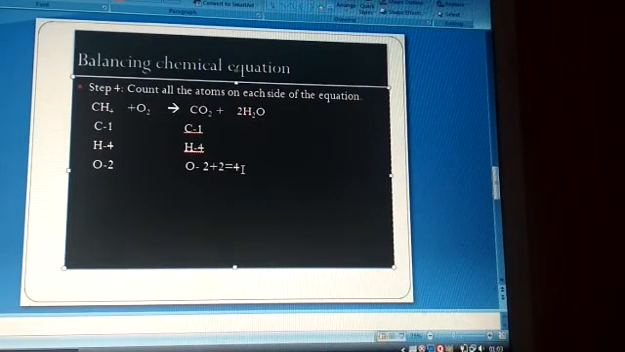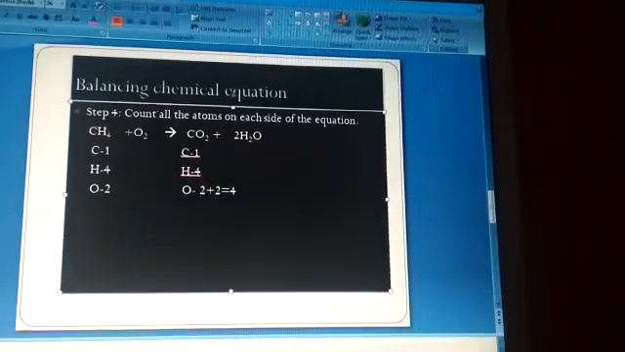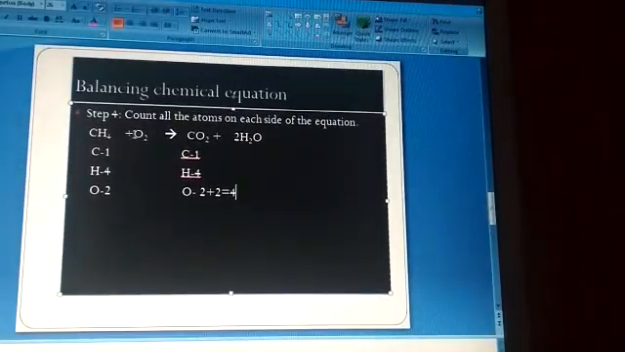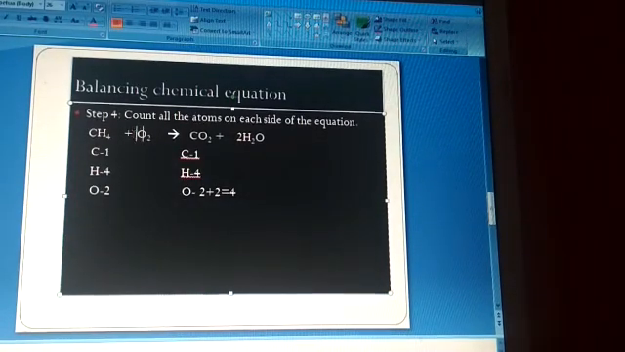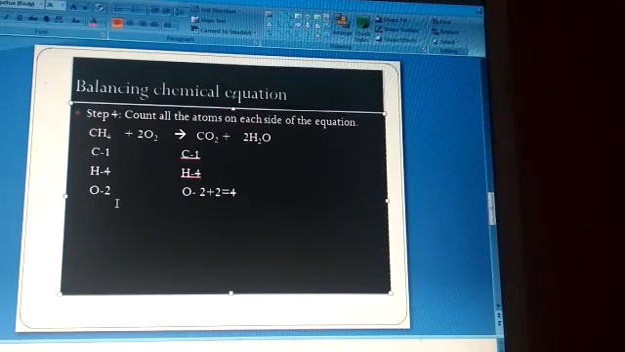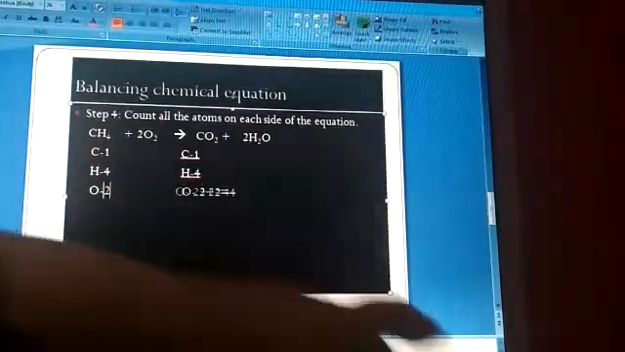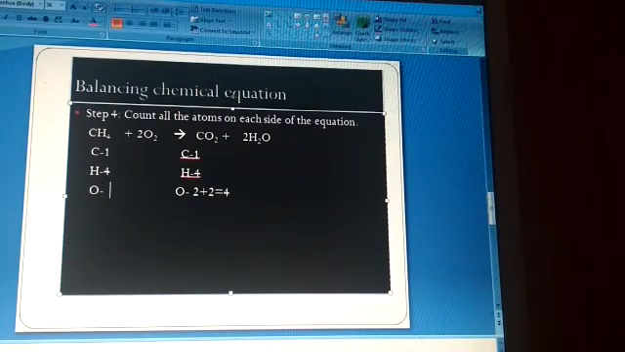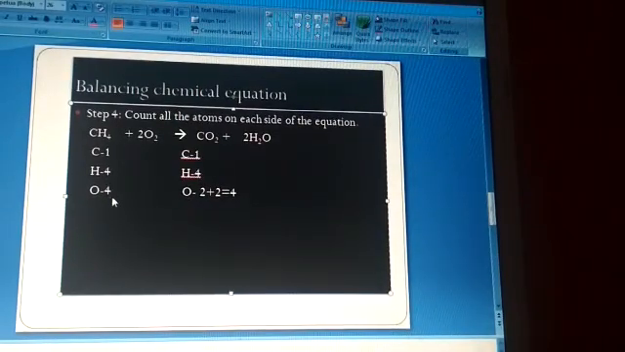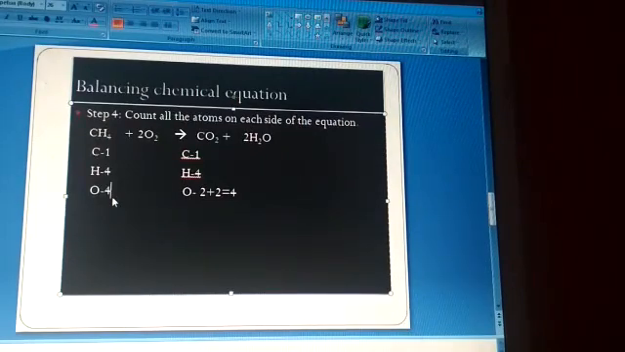And now we have to change the reactant side because oxygen is imbalanced here. So on the reactant side, I will balance it by writing 2 here. So it also becomes 4 here, 2 multiplied by 2, that is 4. So oxygen is also balanced here. This is the way we balance a chemical equation. These are some of the steps of balancing a chemical equation.